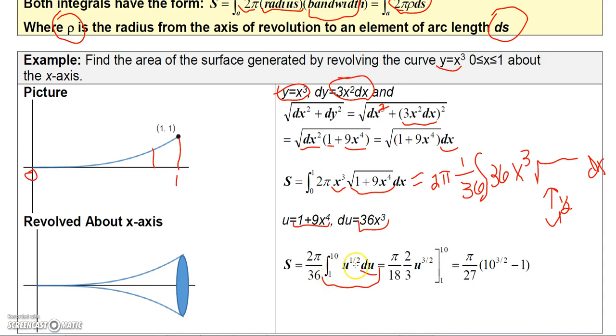Okay, so then if you integrate that, you get u to the 3/2 times 2/3, and now 2 pi over 36 reduces to pi over 18, and if you multiply that by 2/3, you get pi over 27, and then you have to evaluate u to the 3/2 from 1 to 10, so that would be 10 to the 3/2 minus 1 to the 3/2, which is just 10 to the 3/2 minus 1, and then times pi over 27. So there's the value of the surface area of that horn that we generated.